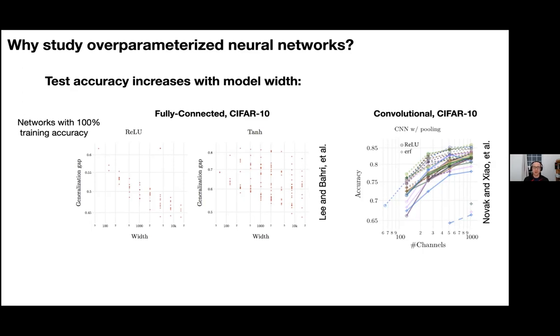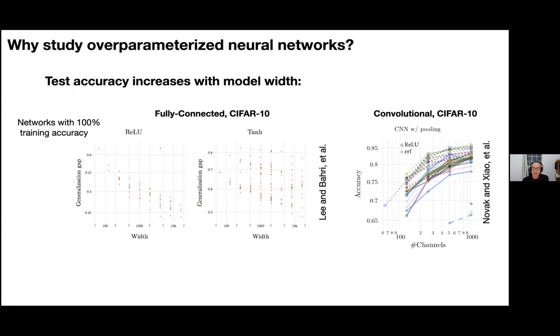So every point on the fully connected plots on the left corresponds to the same architecture and the same depth, but different settings of training and initialization hyperparameters and different widths. In both of the plots, only models which achieve 100% training accuracy were kept. So here the generalization gap corresponds directly to test accuracy.